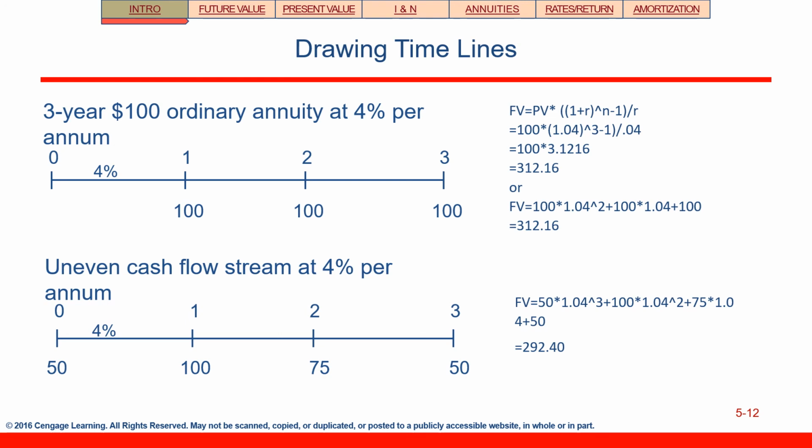How about the other one? That is an uneven cash flow. So immediately, you deposit or invest 50 in year 0. So it will earn interest until the third year. So, 50 times 1.04 for 3 years. Okay, the 100, you deposited at the end of year 1, so it will earn interest for 2 periods. So, 1.04 raised to the 2nd power. And then, on the second year, it will earn interest for only 1 year. So, 75 times 1.04. While on the third year, the $50 has no more interest. So our answer now is 292.4.